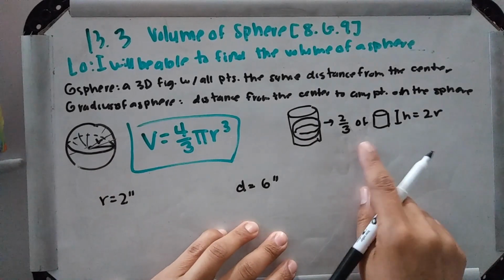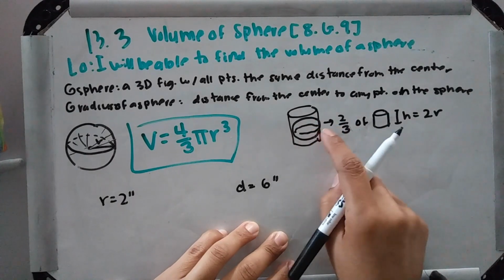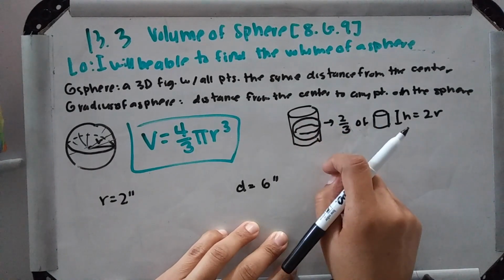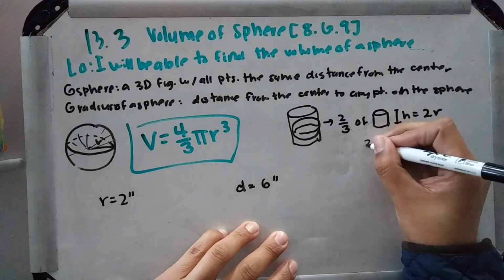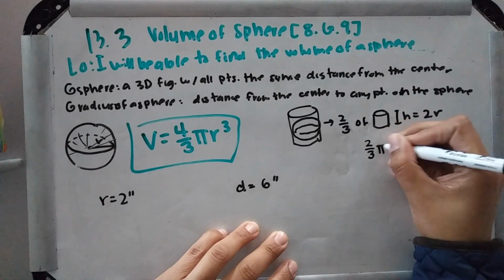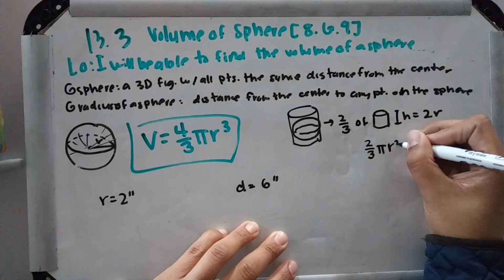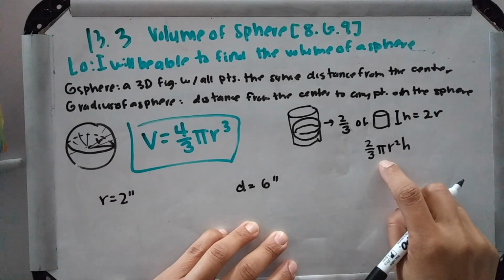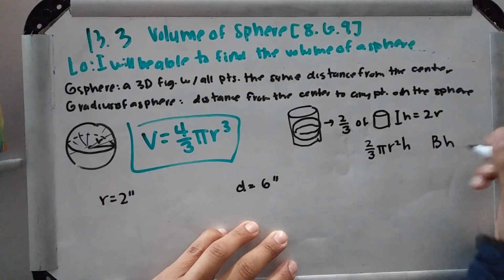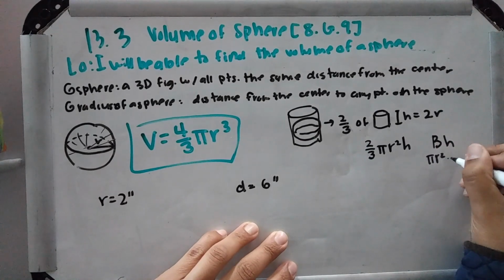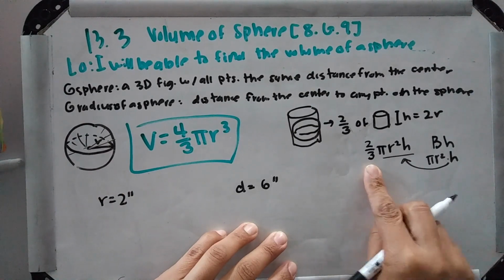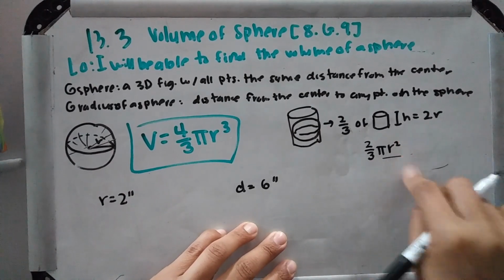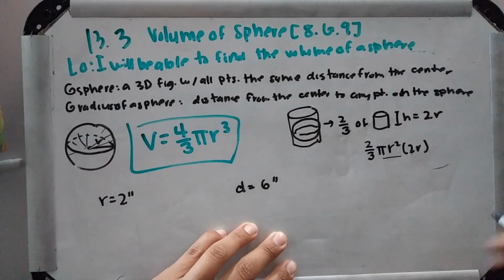And then the height of the actual cylinder is 2 radius. So if I were to do that, I have 2/3, right? The formula for the cylinder is pi r squared times height. So I have this here, and it's 2/3 of that. But then how do I find my height? By doing 2 times r, 2 radius, diameter basically.